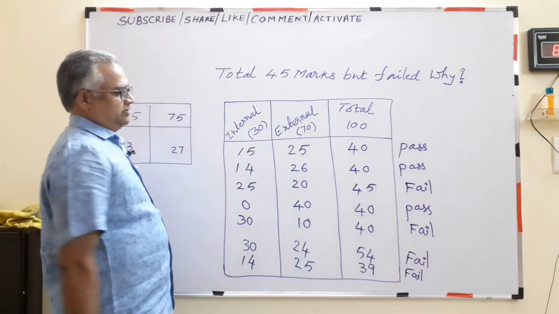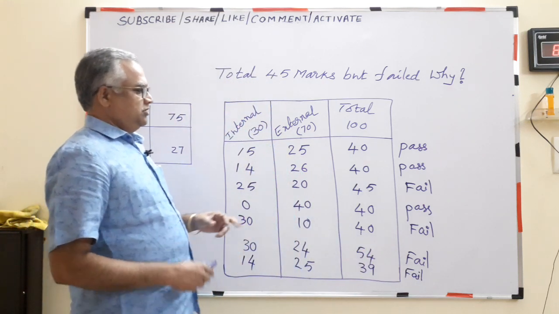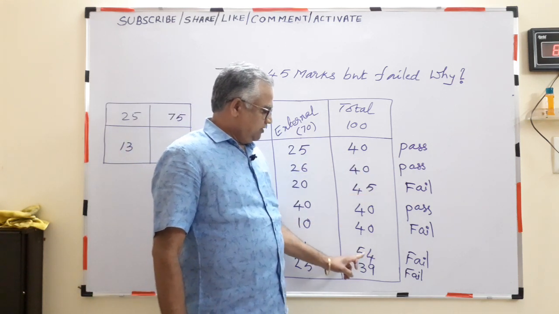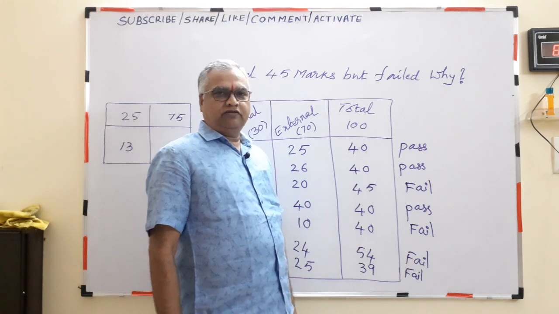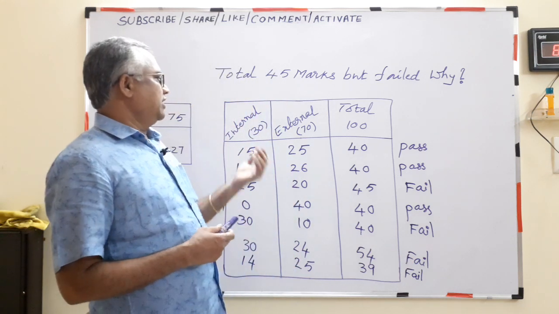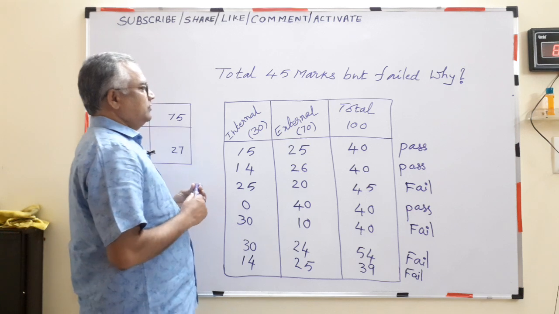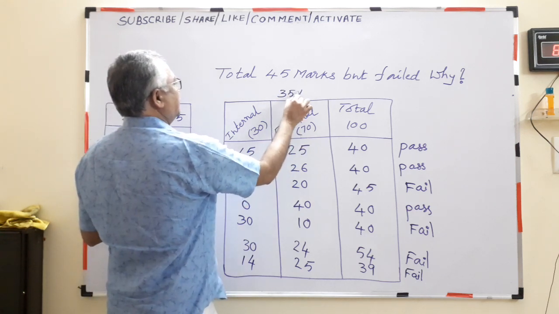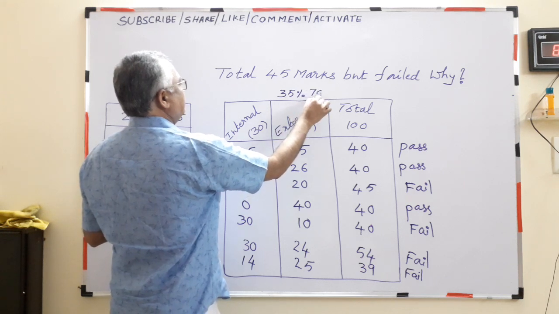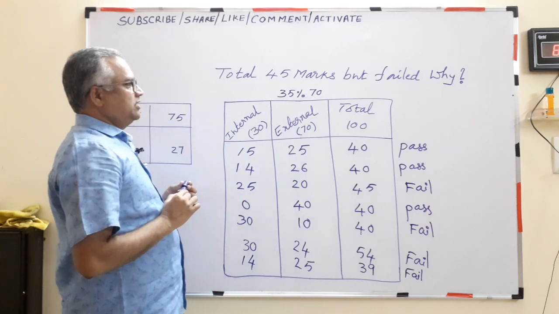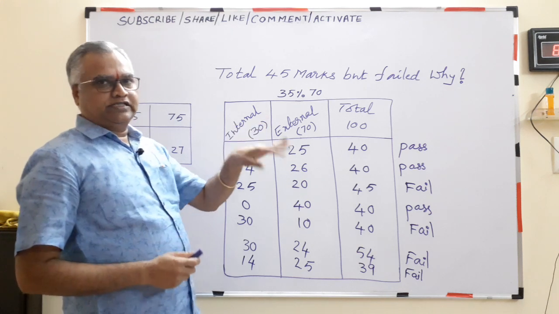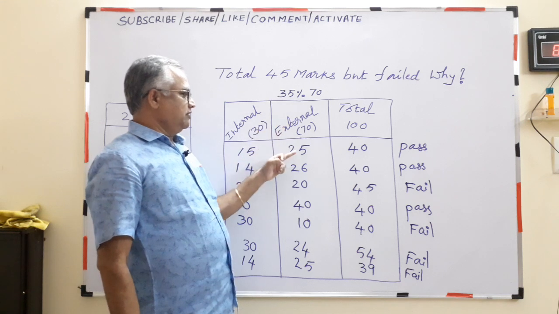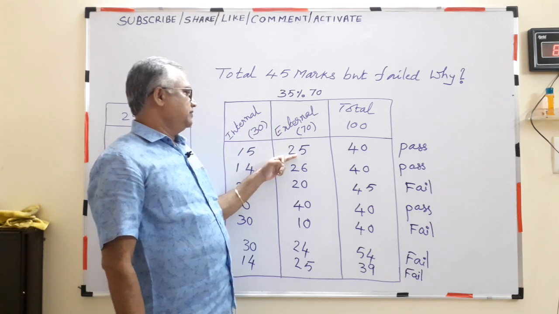So how to calculate this? Based on what? Just 40 alone is not pass. 45 also fail. 54 also fail. So what is the formula working behind? External is minimum compulsory 35% of 70. What is 35% of 70? 24 point something, so rounded to 25. So the minimum external mark should be 25.